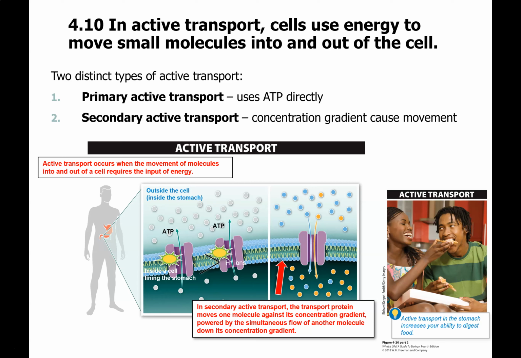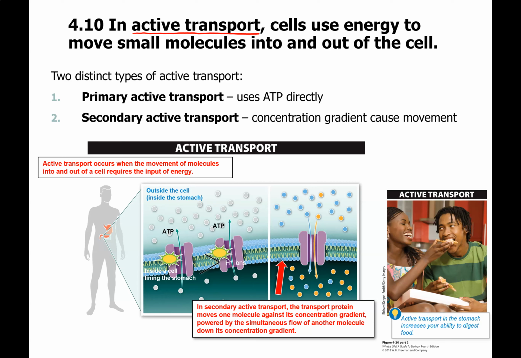So if a cell is going to move something against a concentration gradient to accumulate or to remove it from the cell, it is going to need to expend some energy to do that. So the cells do that using active transport. Active transport means that the cell has to expend some sort of energy. It has to do some work in order to move those molecules into or out of the cell.